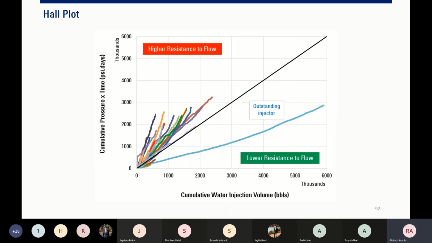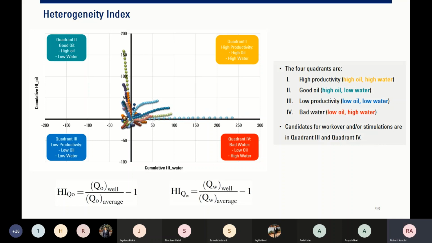You can also combine all hull plots to see which well lies within the higher resistance to flow and which well gives you higher performance. All right, so this is an analytical tool to tell us which injectors are the best and which injectors are poor. Also, you can construct a heterogeneity index plot.